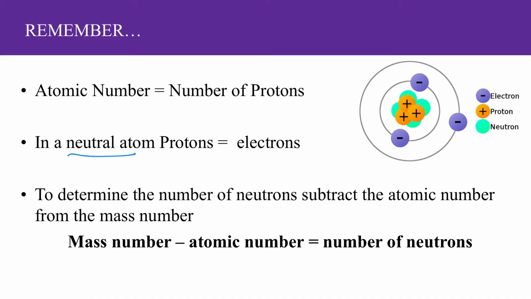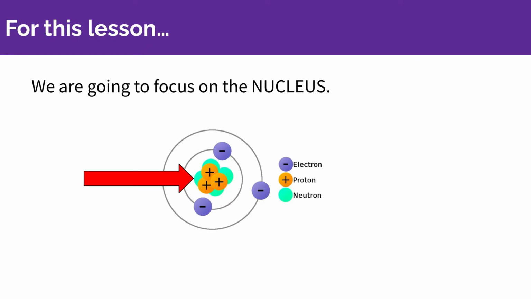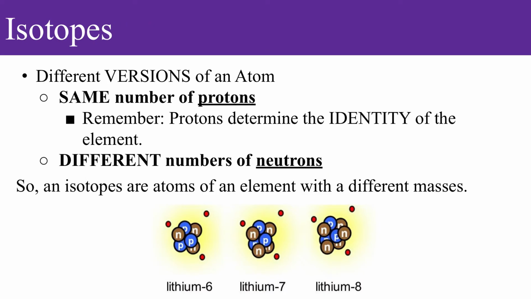The mass number, otherwise known as atomic mass, is the big number. The atomic number is the smaller number. And that gives you the number of neutrons. In this lesson, we're going to focus only on the nucleus, which contains the protons and the neutrons.